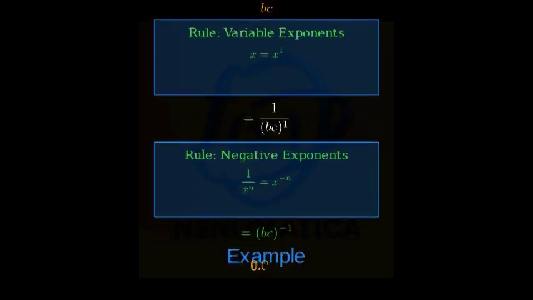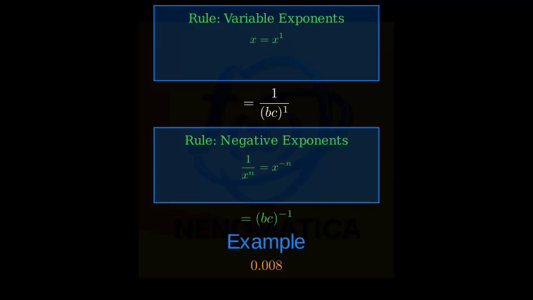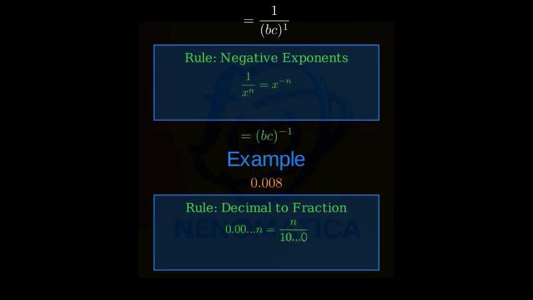For our final example, we'll convert 0.008 to a negative exponent form. First, let's rewrite this decimal as a fraction.